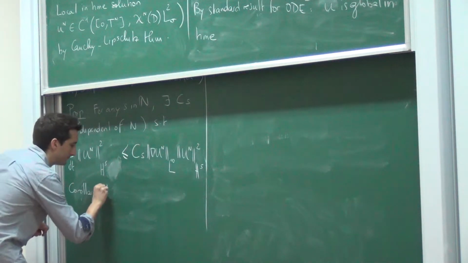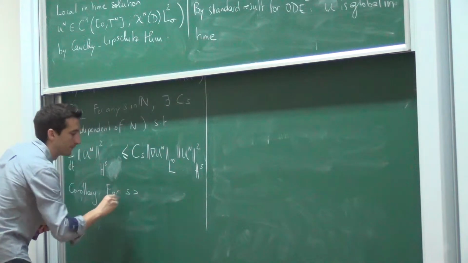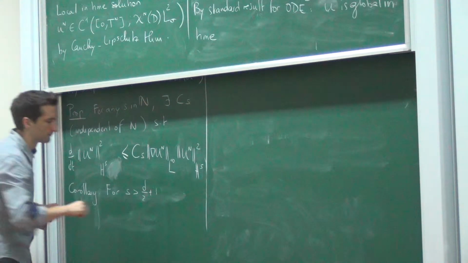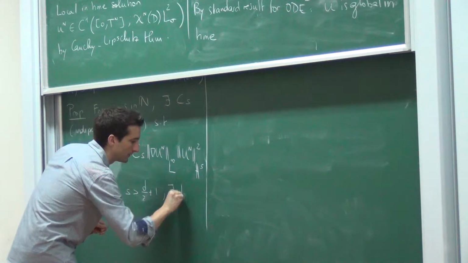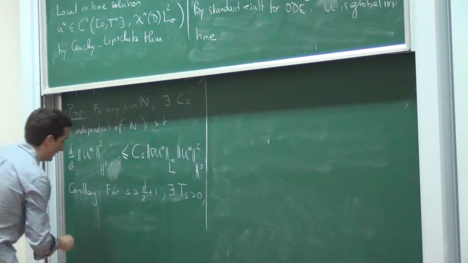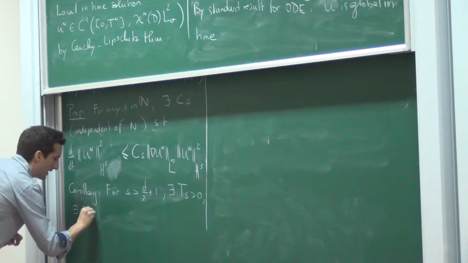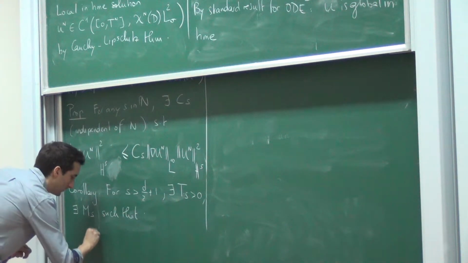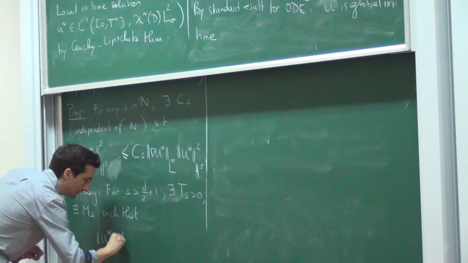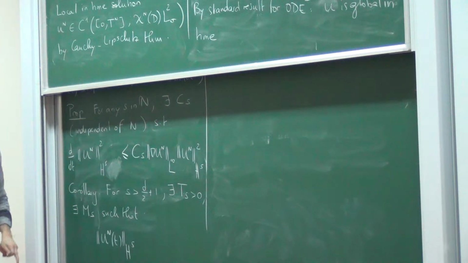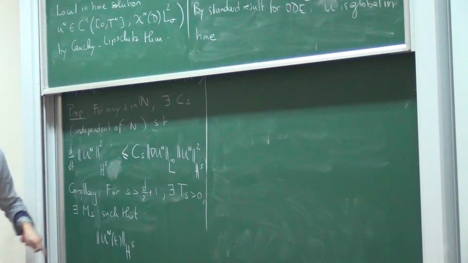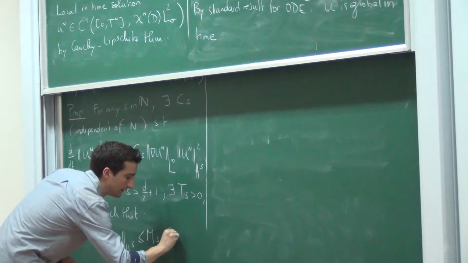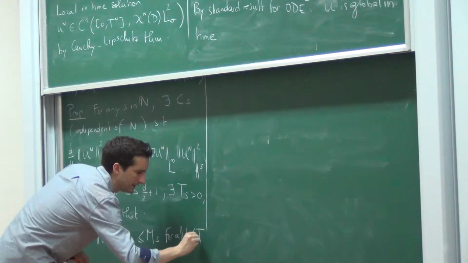for s greater than d over 2 plus 1. You can find some time Ts and some constant Ms such that the Hs norm of un is less than Ms for any t less than Ts.